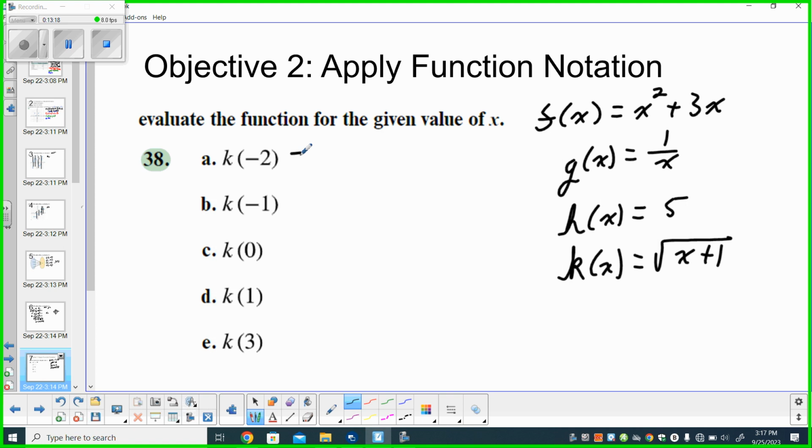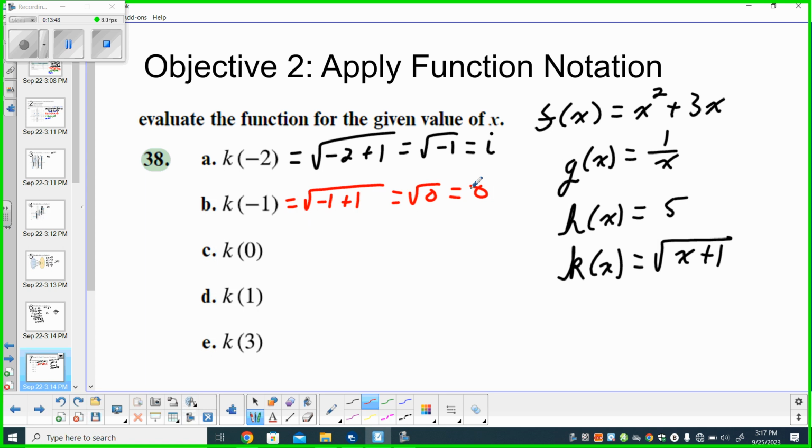So when I do that, this gives me the square root of negative 2 plus 1. All right, so I'm only going to plug it into that one because it just said k of negative 2, which we see is the square root of negative 1, which at this point we know is i. So then we do k again. Again, we see k of negative 1. Pay attention to just the k. So this gives me the square root of negative 1 plus 1. And we see that's the square root of 0, which is 0.